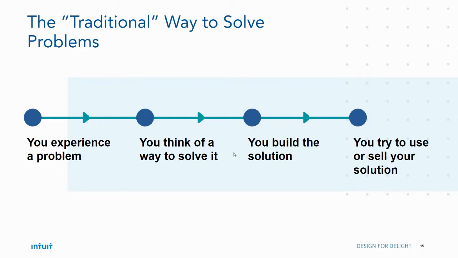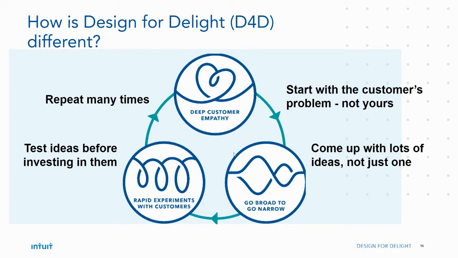And a traditional way to do that is, as you see here, a very linear approach: experiencing a problem, thinking of a way to solve it, building a solution, and then trying to sell that solution. Very linear, not always successful. The design thinking approach is actually circular, where we start with the customer's problem, not ours, and come up with a ton of ways to solve it. And then we test and we repeat the process. When we test, we put those possible solutions right back into the hands of our customers and get their feedback. And then we try it all over again because we basically never get it right the first time.